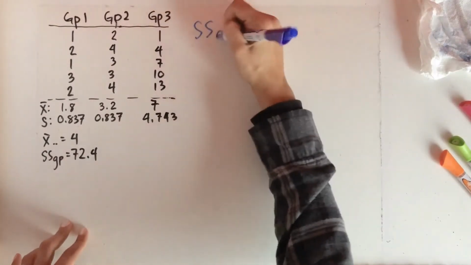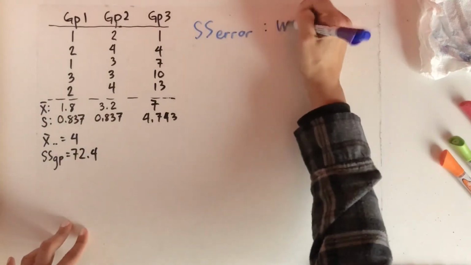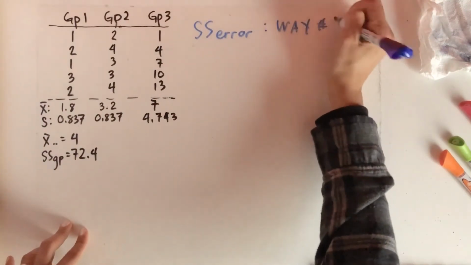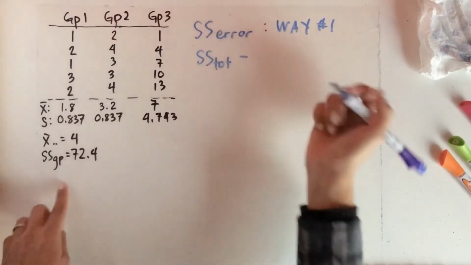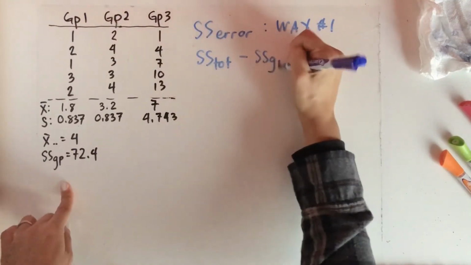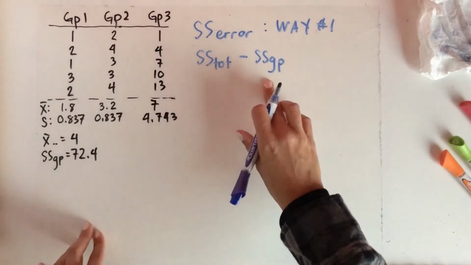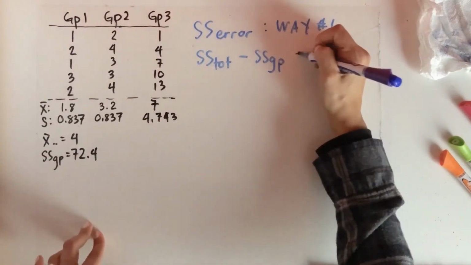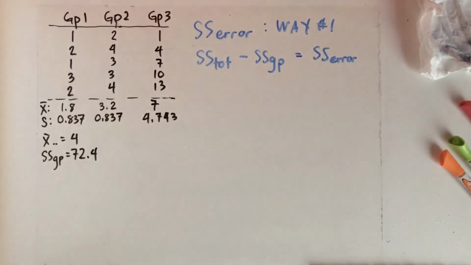So for SS error, there are 2 ways. Way number 1 is to compute SS total and subtract our SS group, which we've just found to be 72.4. That number should always be positive, and it'll give us the sum of squares error. In order to do this, you would need to compute SS total.